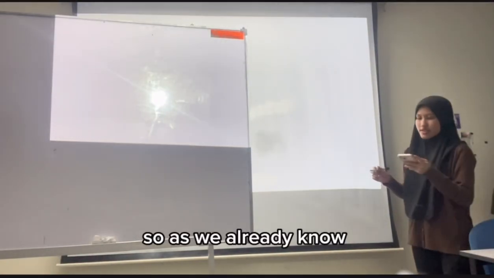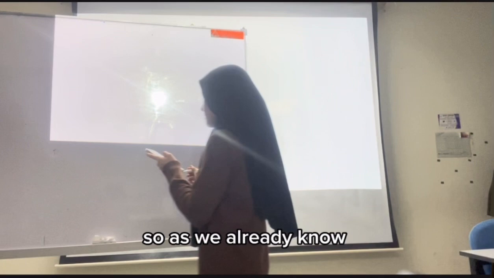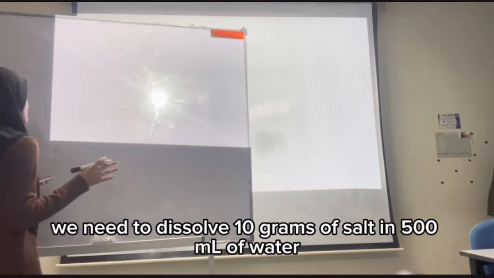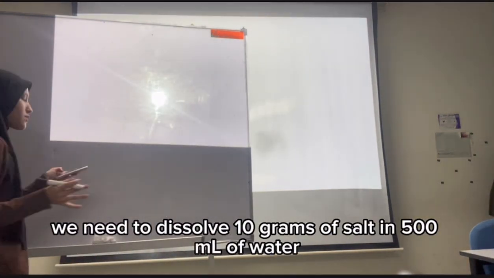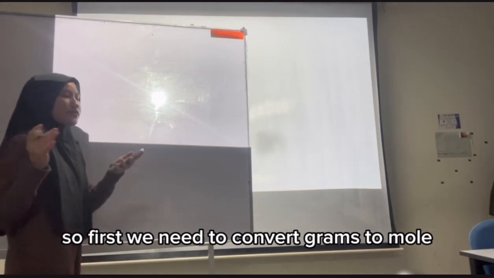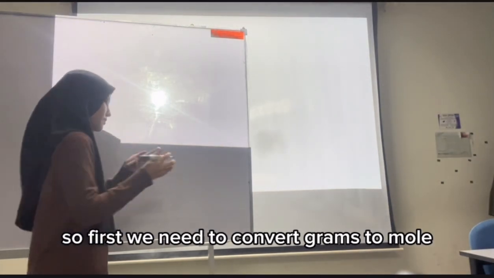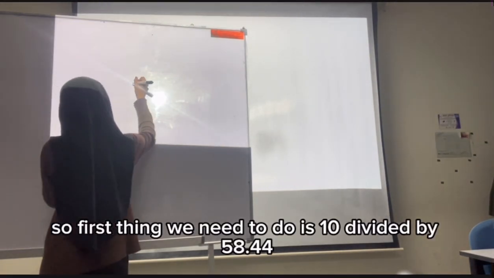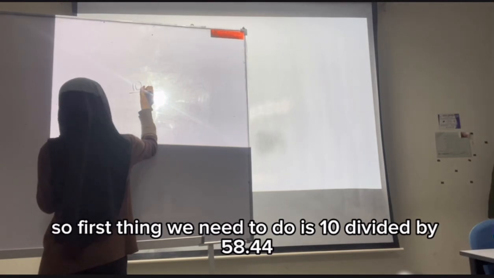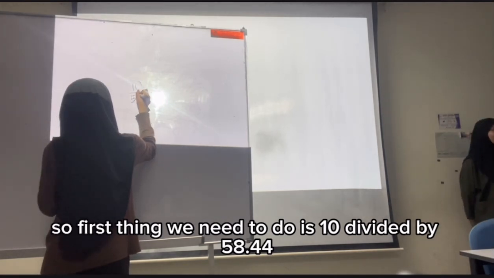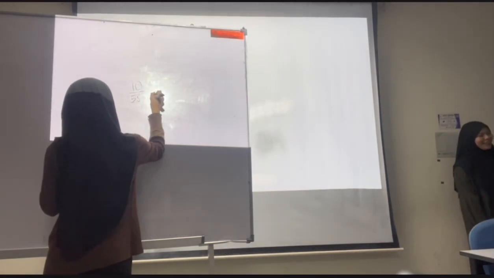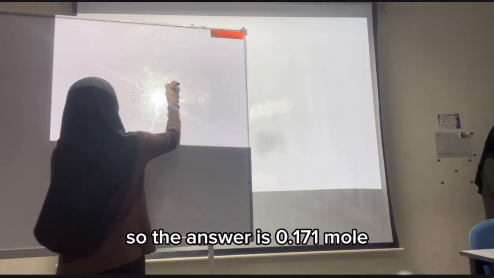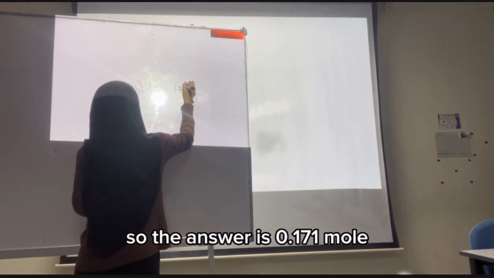As we already know, we need to dissolve 10 grams of salt in 500 milliliters of water. First we need to convert grams to moles. So, the first thing we need to do is 10 divided by 58.44. The answer is 0.171 moles.